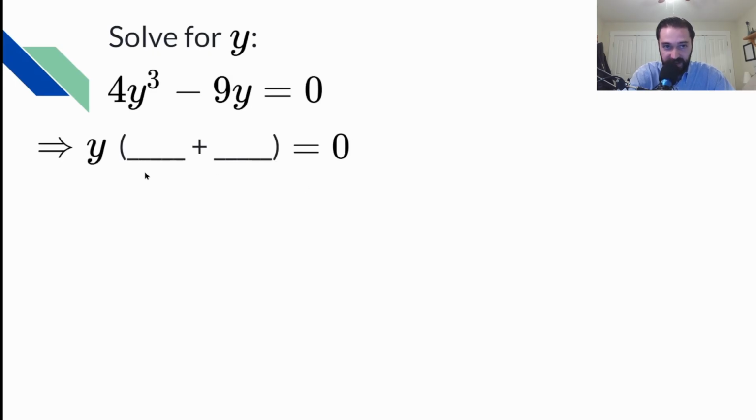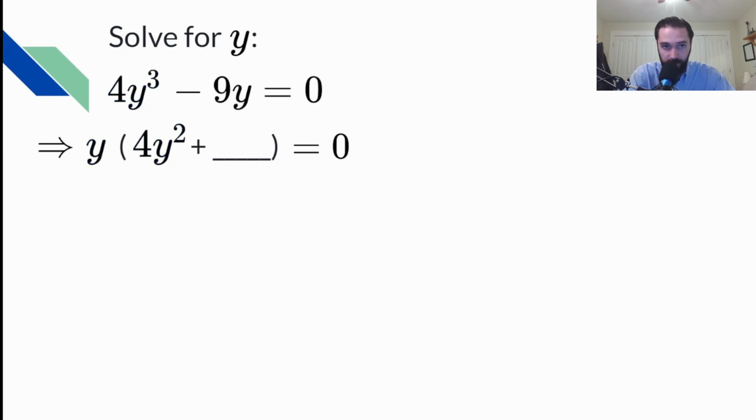We do that by pulling out the GCF. In this case, the GCF is just y. So y times something plus something will give us 4y cubed minus 9y. Let's figure out what we need to put in these blanks. y times what equals 4y cubed? The answer is 4y squared.